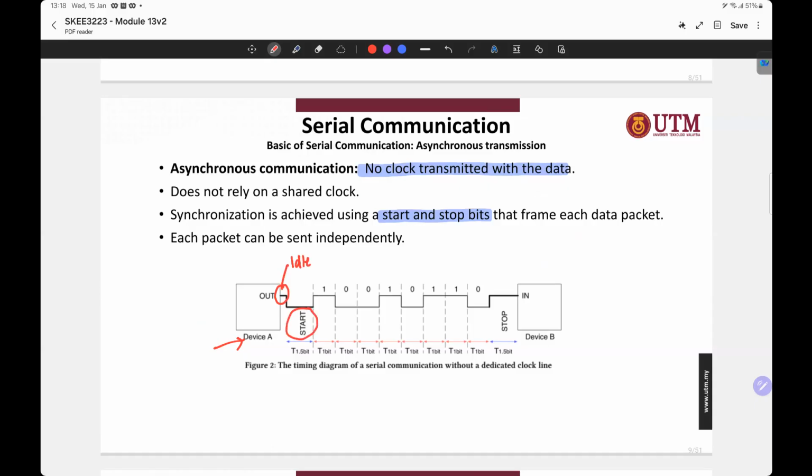So how does the CPU know the transmission has started? The processor knows the transmission has started when it detects the negative trigger. So this is the negative trigger. A negative trigger is a falling edge. By looking at this diagram here, it is a falling edge. So the negative edge is detected by the receiver.